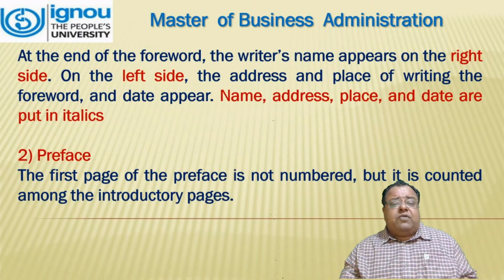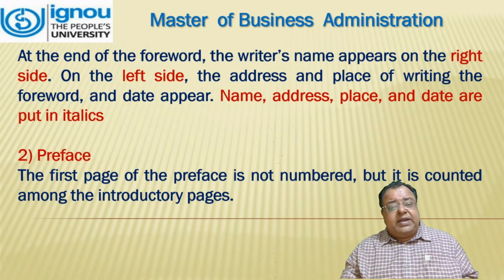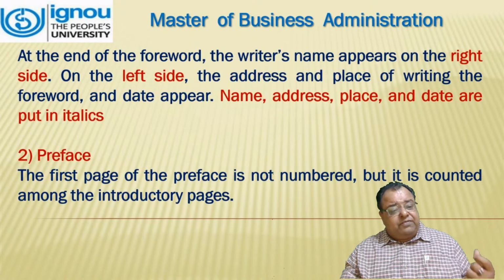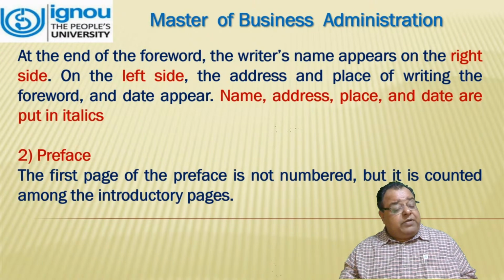At the end of the foreword, the writer's name appears on the right side, and on the left side, the address, place of writing the foreword, and date appear. Name, address, place, and date are put in italics. That is what a foreword is. Second thing is preface.